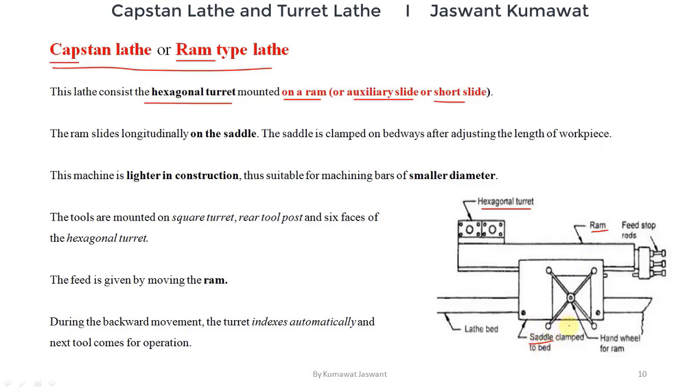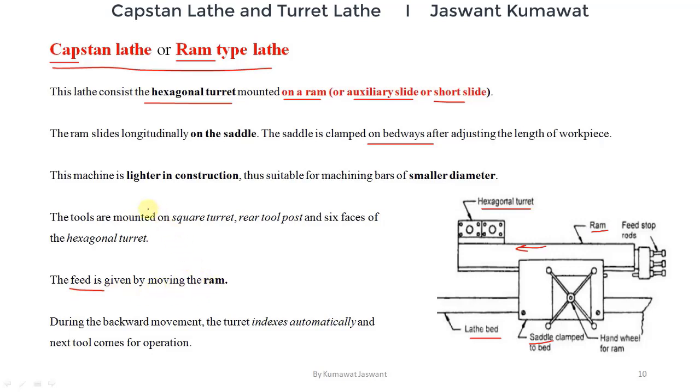This is saddle. This saddle is mounted on guideways on the lathe bed, and after adjusting the length of workpiece, the saddle is clamped on the bedways. Then this ram is made to slide on this saddle in longitudinal direction. This movement of ram is for the purpose of feed. We can say the feed is given by moving the ram.